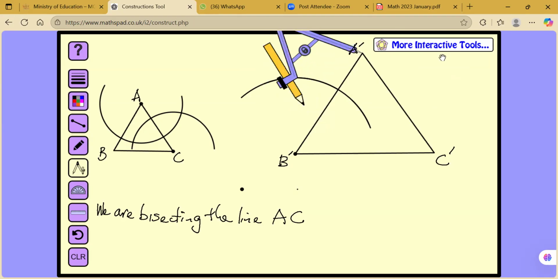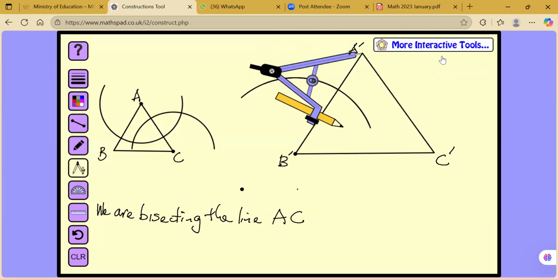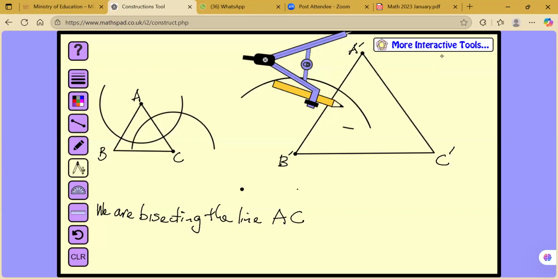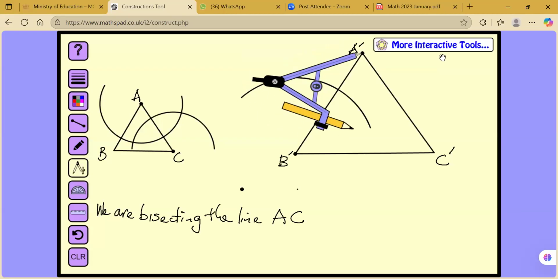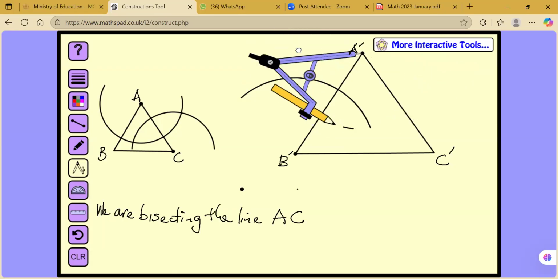Come on, do it for us. So then we make the arc. Why is it not doing the arc? I'm supposed to hold something. All right, so once I make another arc where they cut, this is called a bisector. But oh, one more time. Why is it not marking?